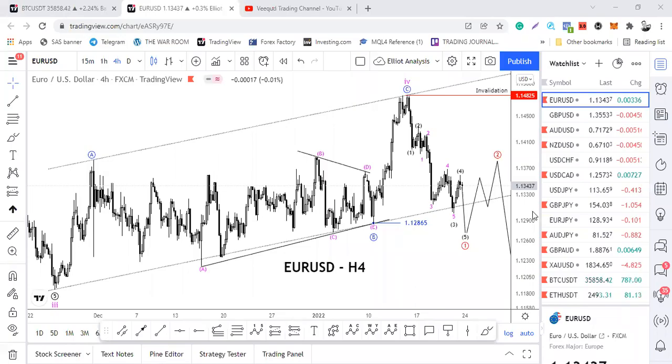Hello traders, welcome to another weekly forecast. We'll be taking a look at major currency pairs and Bitcoin and Ethereum.